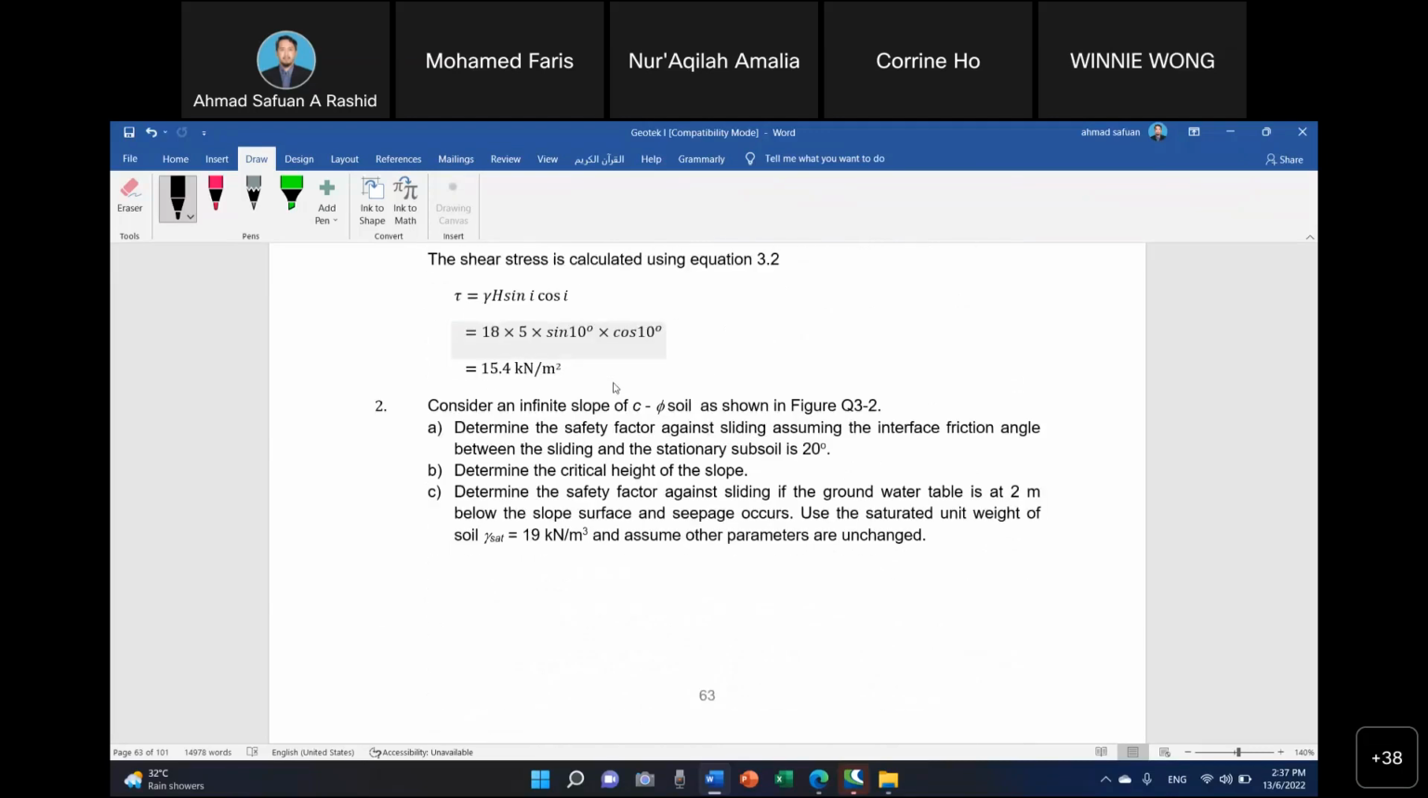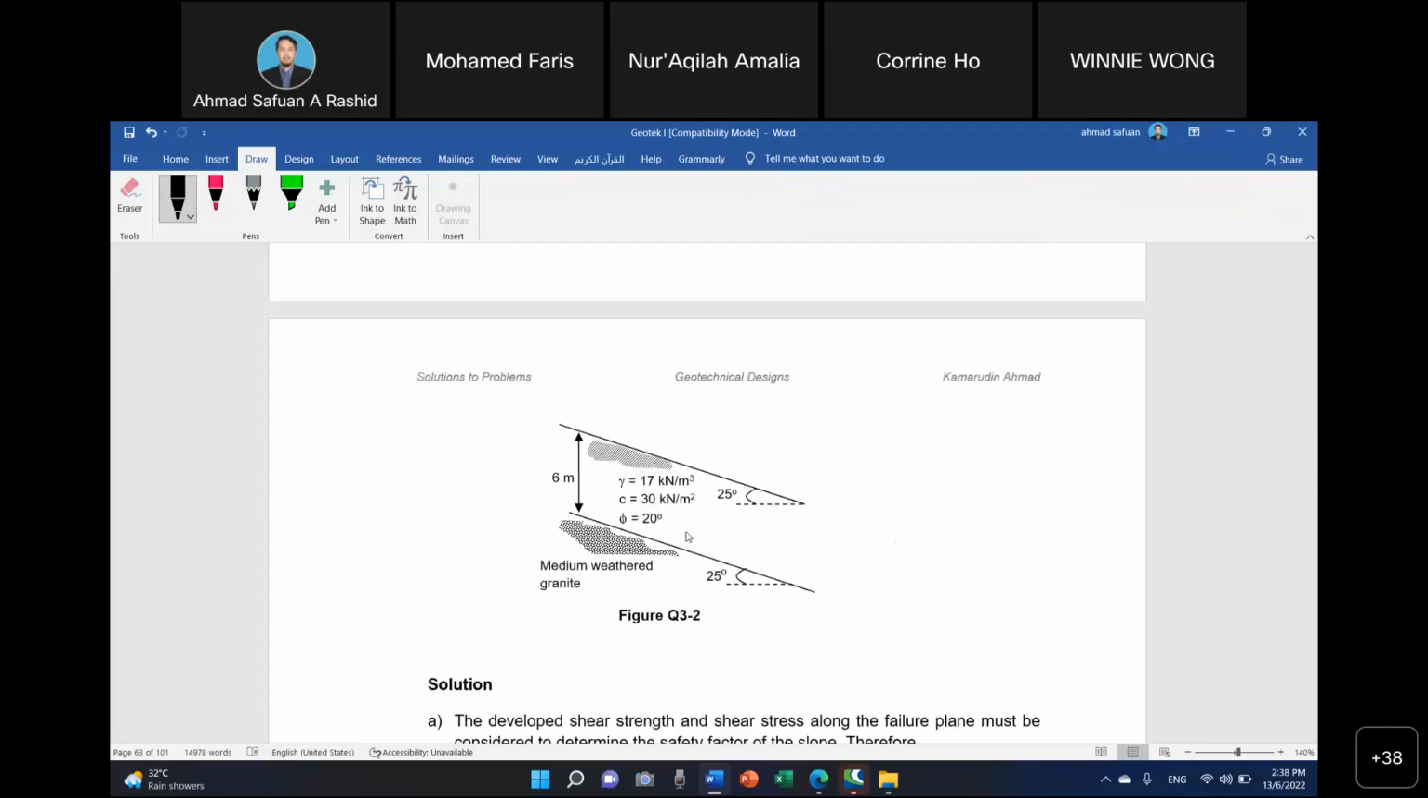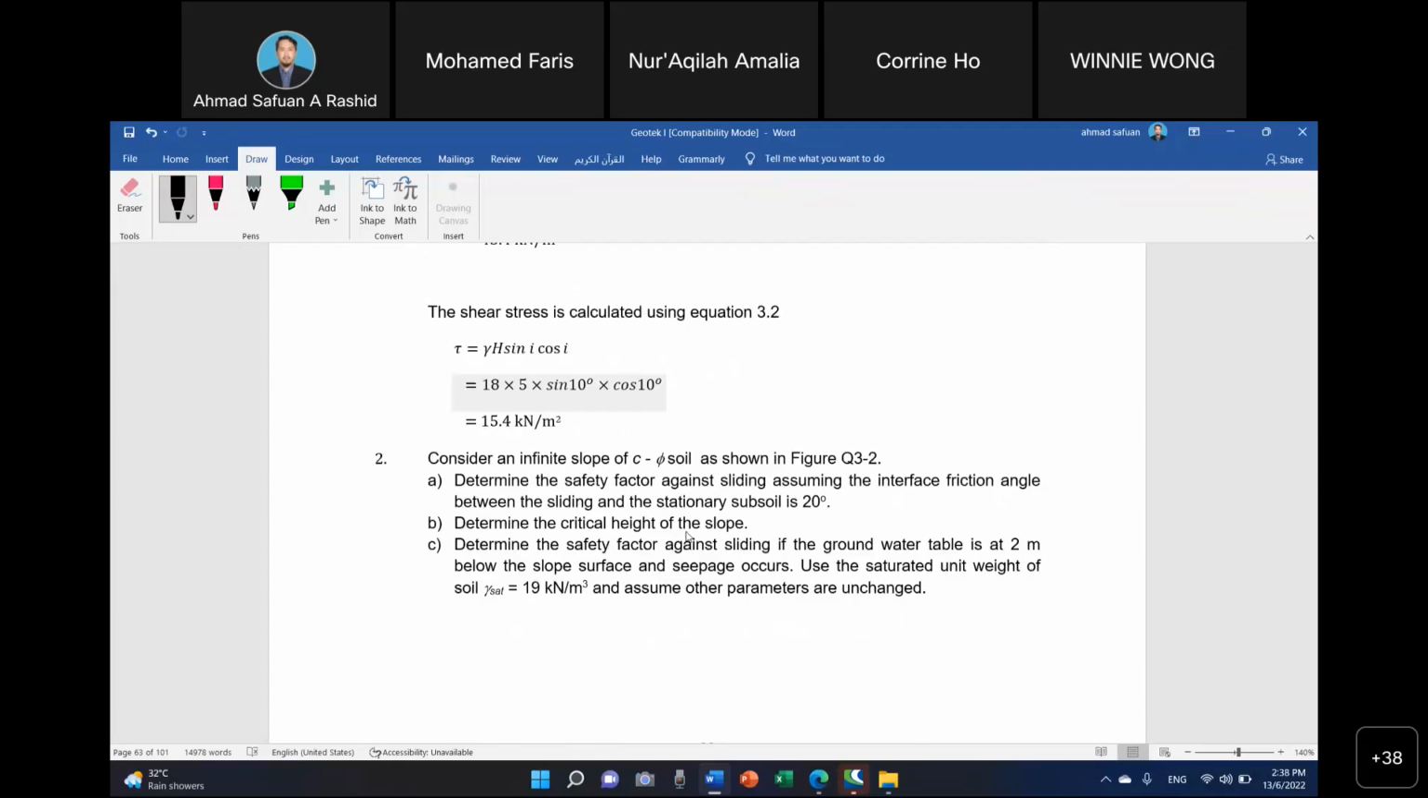Okay. So then we have example number 2. Consider an infinite slope of C and phi, as shown in figure Q32. So this is the slope. Determine the safety factor against sliding, assuming the interface friction angle between the sliding and the statutory subsoil is 20. So that is for A.